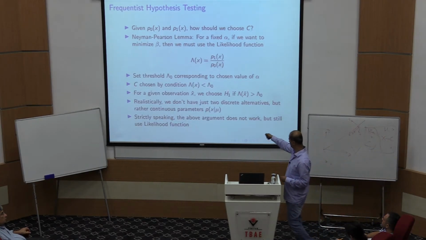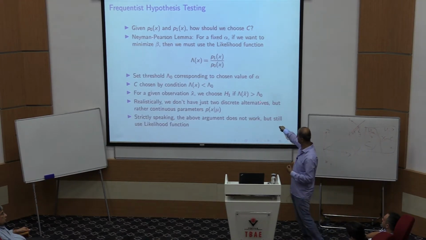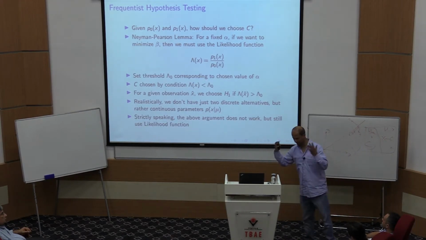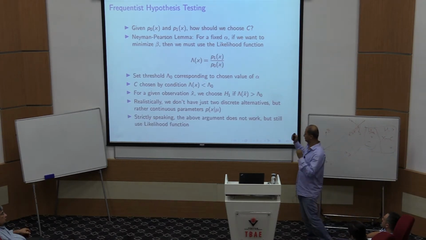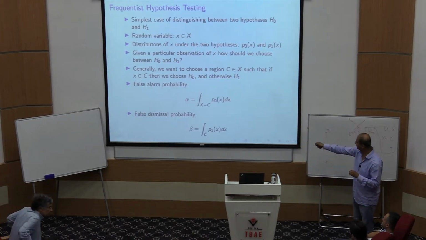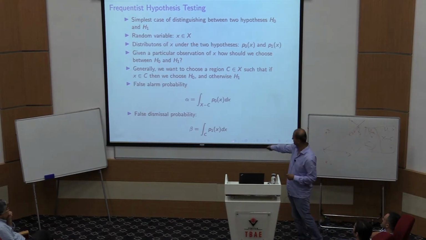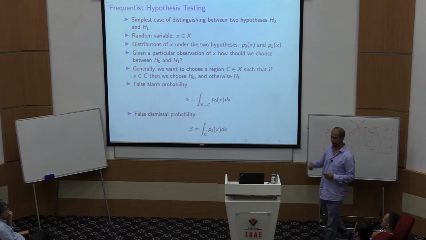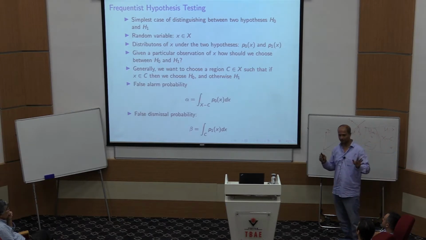Okay, so that's the first step. And then, for a given observation, you choose H1 if you exceed the threshold, and you choose, let's say, the bad luck case if lambda is below the threshold. And the result is that this is the optimal way to do it. This is the way for which you minimize your false dismissal probability for a given false alarm probability. So you want to make this as small as possible, and you want to fix a value for this. Okay, is that clear? Any questions at this point?